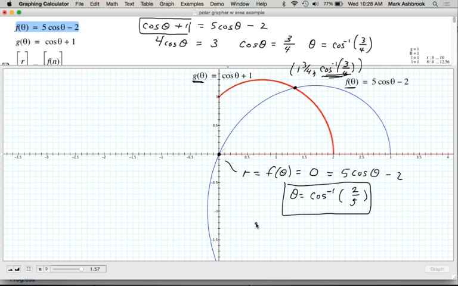Okay, so we've set up a situation here. There are lots of different regions defined by these curves that we can find areas of, and we'll do that on Friday.